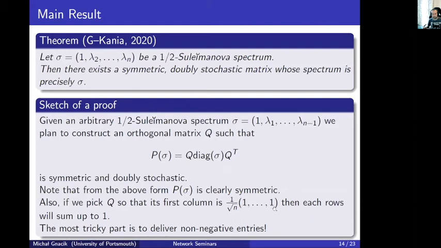Because then we know that if we multiply matrix P by the all-ones vector, it will be an eigenvector corresponding to eigenvalue 1. So we'll get each row summing up to 1. So the tricky part is non-negative entries. How do we get this matrix to have non-negative entries, given that we made the assumption about the spectrum to be Suleimanova?